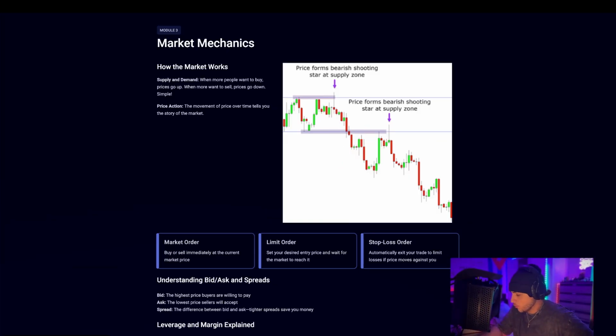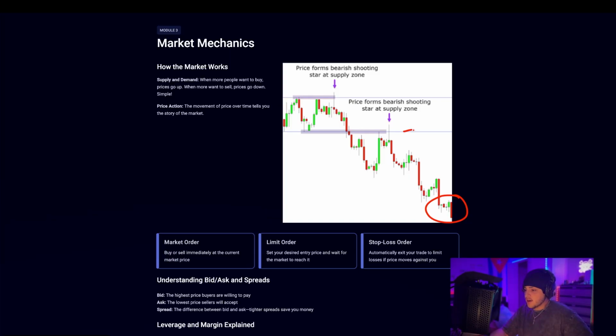Right? A limit order, however, is when you set your desired entry price and wait for the market to reach it. So we see this candle right here, right? This is where price is at the moment. Let's say that I'm like, oh shoot, it looks like it's about to reverse, go up and then go down again. Just because I got it in the dream, bro. Freaking Houdini told me.